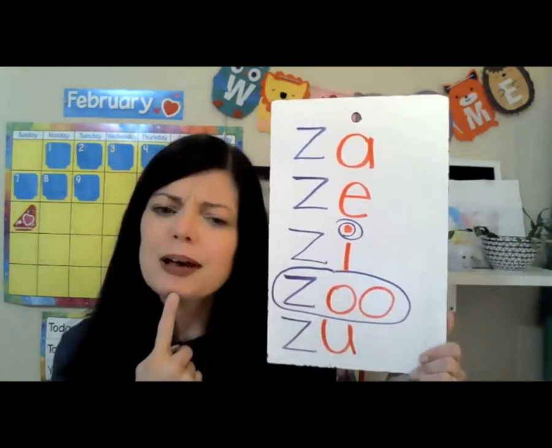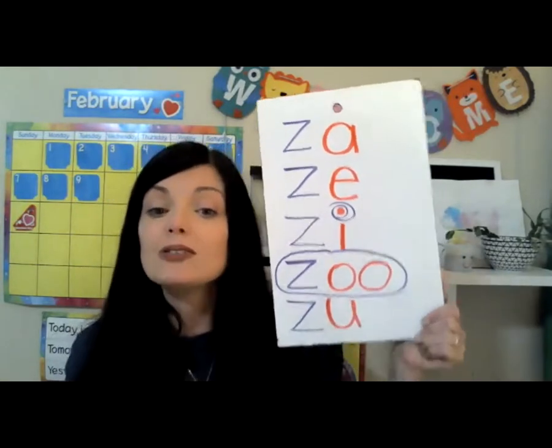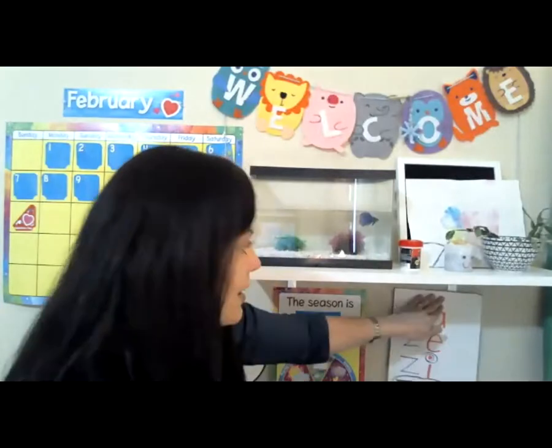So how do you spell zoo? Z-O-O spells zoo. So you can practice writing that today if you'd like. Nice job. Well, now we're going to do some math. And for math today, we're going to be doing some zoo animal patterns. I'll put the link below so that you can get a copy of this too.